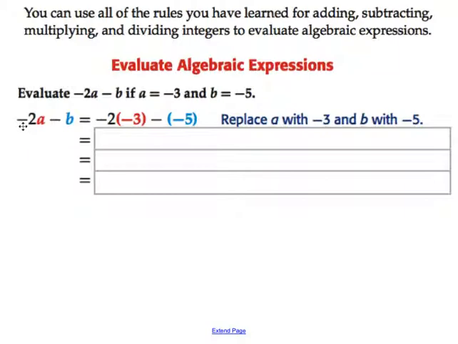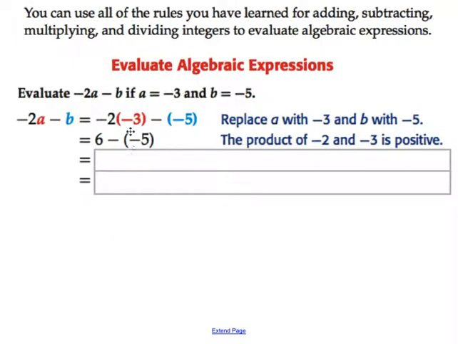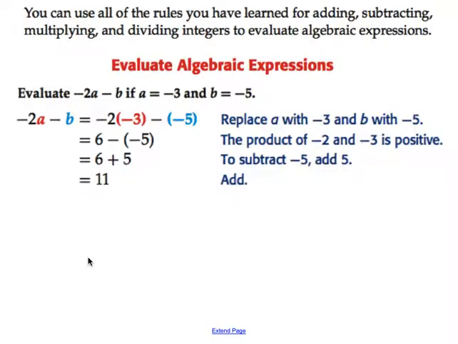When a number and a letter are next to each other, that means we're multiplying. So we have -2 times -3 minus a -5. All we did was substitute it in, -5 for b, -3 for a. We replaced those letters with the numbers. So now we have two numbers that are multiplied with the same sign. This should give us a positive 6 minus a -5. When you have minus a minus, that's a plus. So that gives us a result of 11.